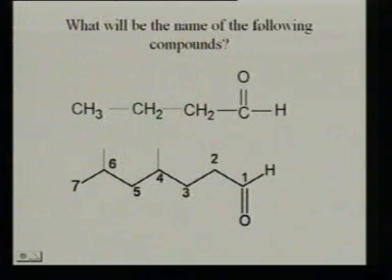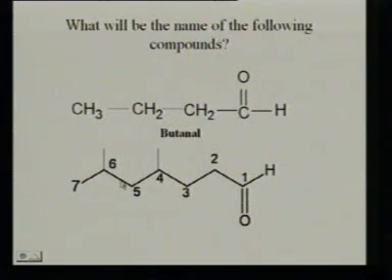Now we are taking one exercise. What will be the name of this compound? This is a 4 carbon compound, so it's a butane, and because it has an aldehyde group, now it's called butanal.